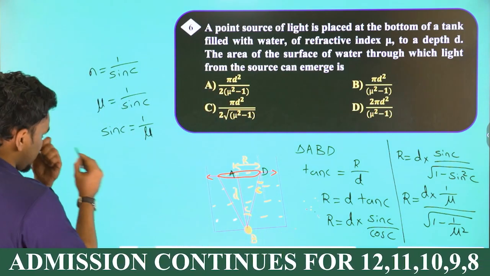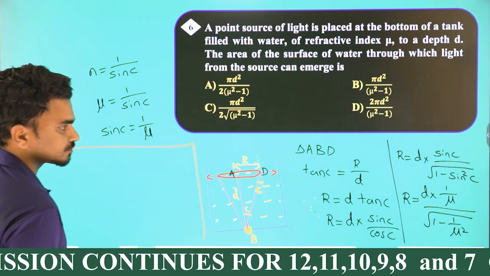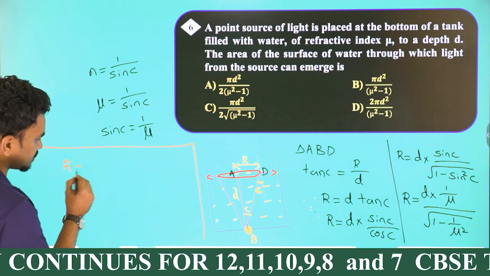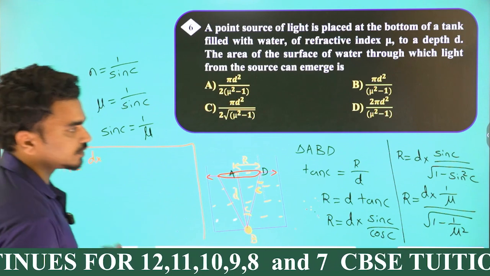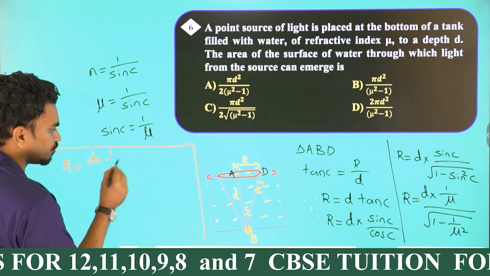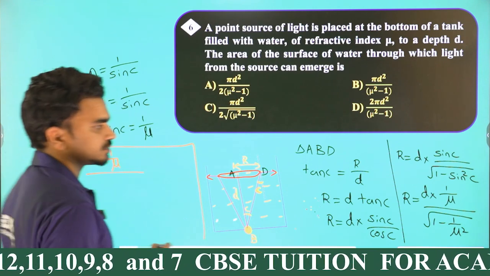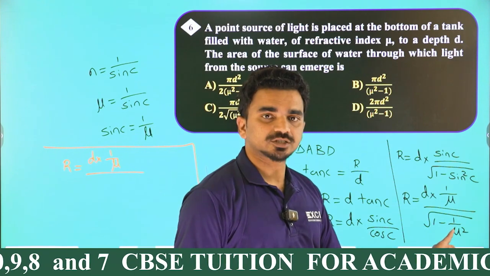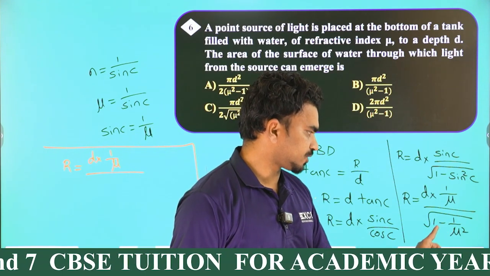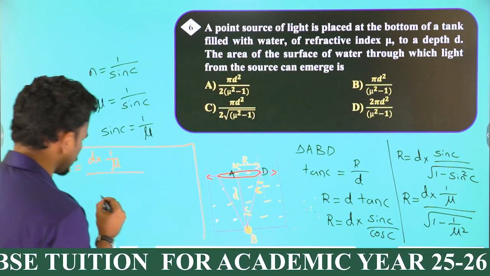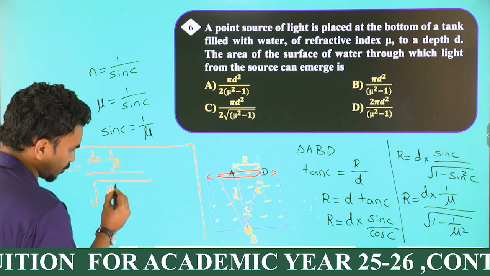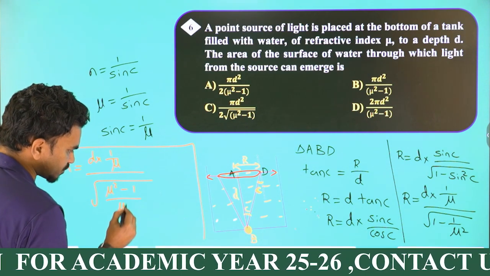Let me solve here. R is equal to D into 1 by mu divided by root of 1 minus 1 by mu square. You can take cross multiplication. What will you get? Mu square minus 1 under the root, upon mu square, so R is D by root of mu square minus 1.